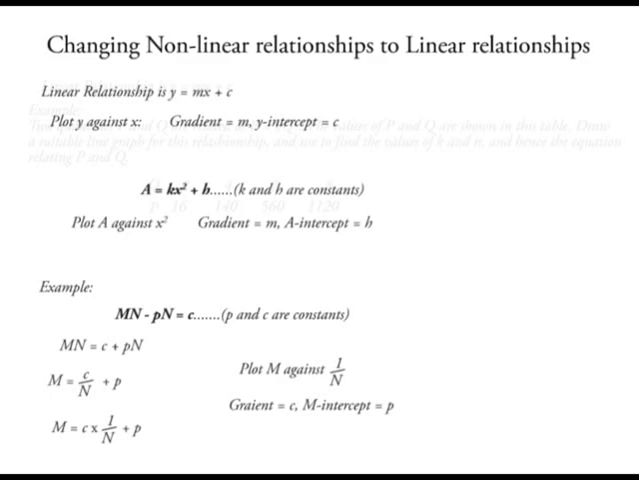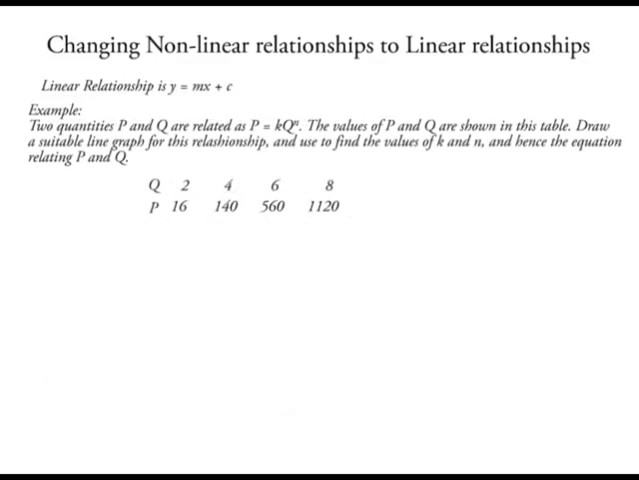Let us take an example. Two quantities p and q are related by the relationship p is equal to kq raised to power n. The values for p and q are shown on this table. Draw a suitable line graph for this relationship and use it to find the values of k and n, and hence the equation relating p and q.